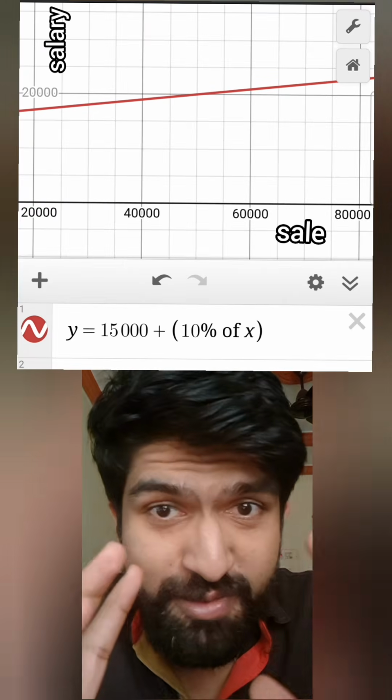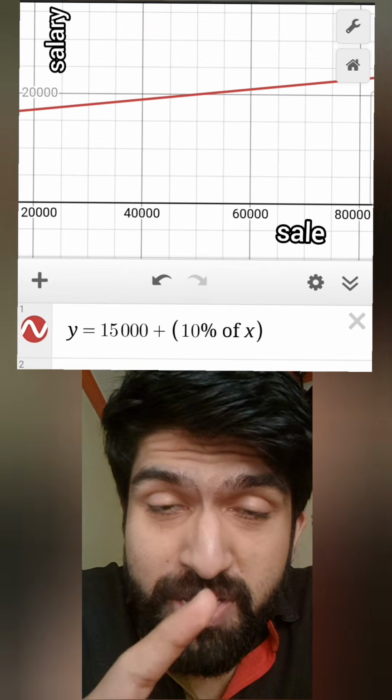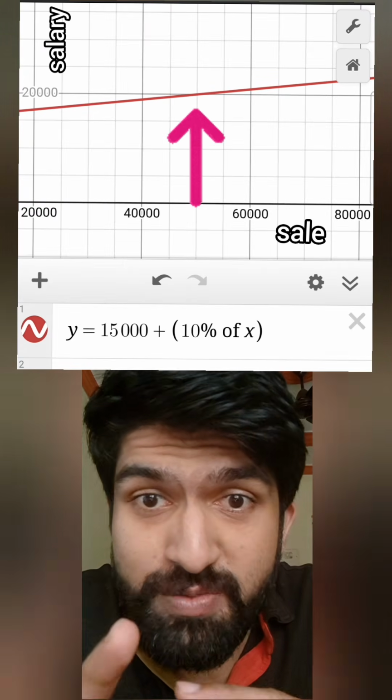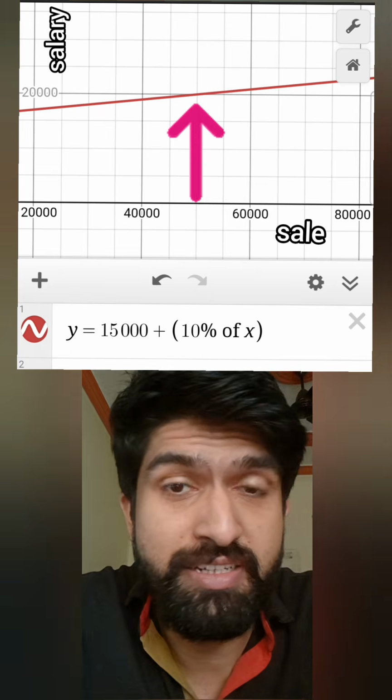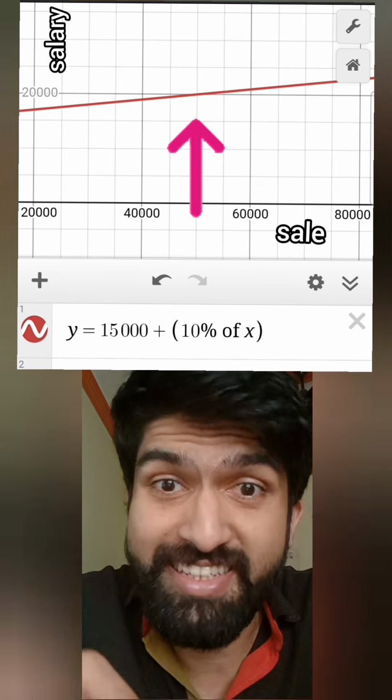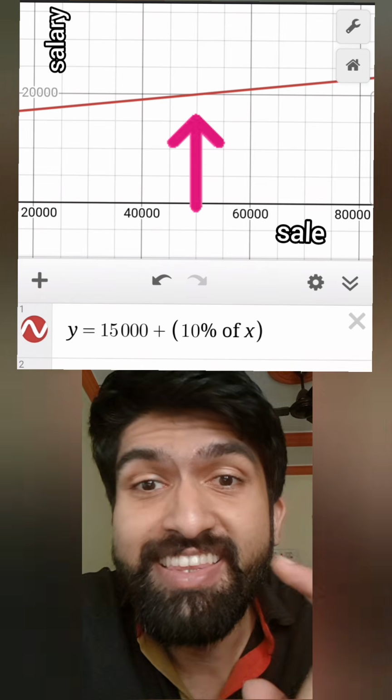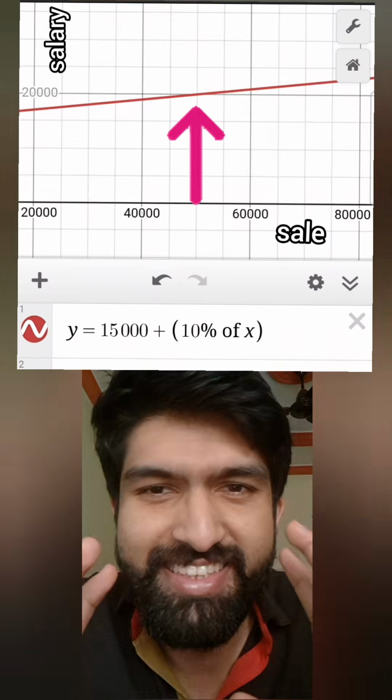So in this graph, you can clearly see that it's between 40,000 and 60,000 where my salary is touching 20,000. So it's 50,000. Yes, if I do 50,000 sale, then I will get 20,000 salary. This is very clear from this graph, where I don't have to actually sit and do those mathematical calculations.